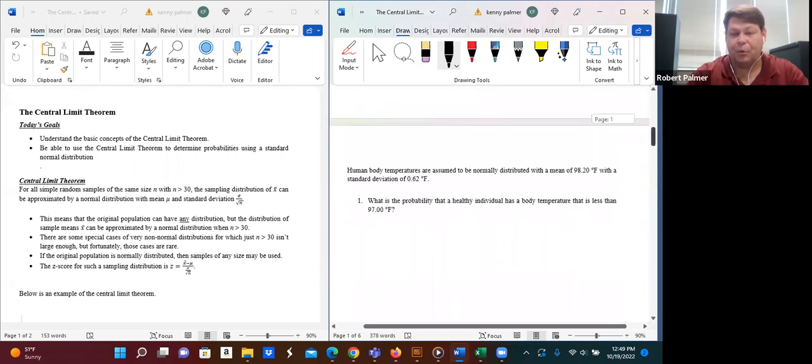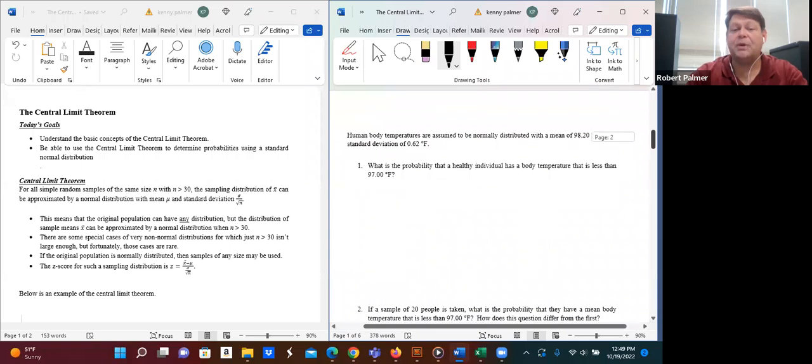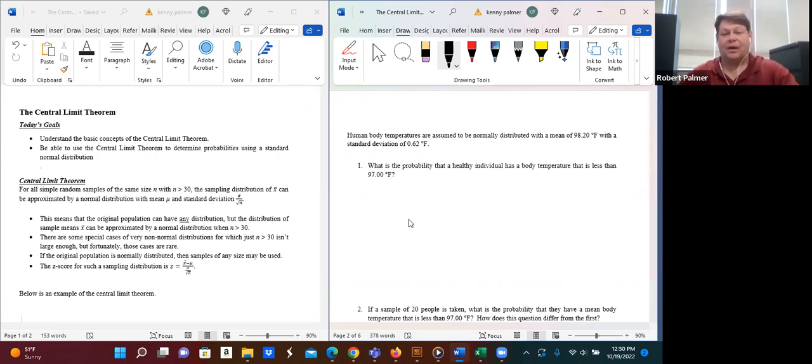So let's start with example number 1. Human body temperatures are assumed to be normally distributed with a mean of 98.2 degrees Fahrenheit with a standard deviation of 0.062 degrees Fahrenheit. Now, our first one is going to be a problem like you may have seen before in a previous video, just using standard normal distribution techniques. And once again, this is originally normally distributed. So what's the probability that a healthy individual has a body temperature that is less than 97 degrees Fahrenheit?